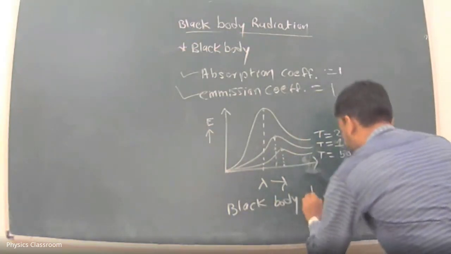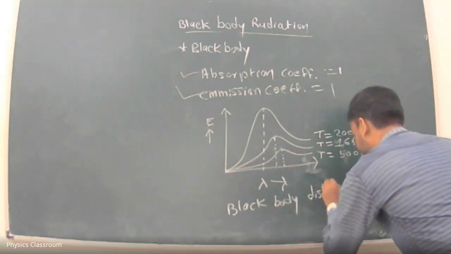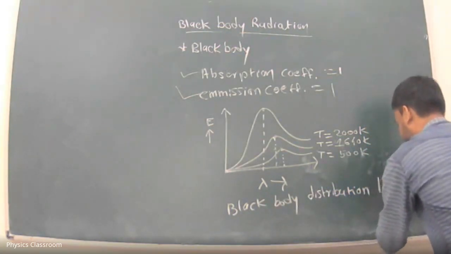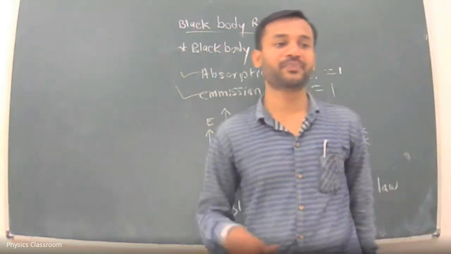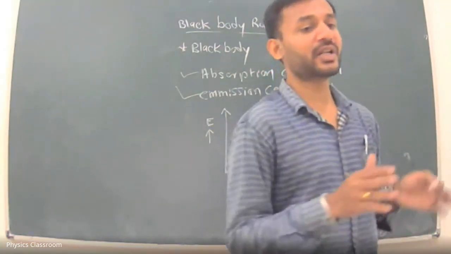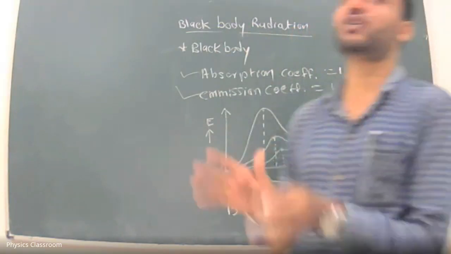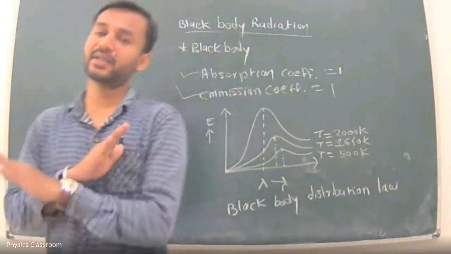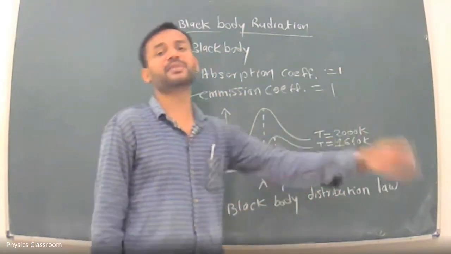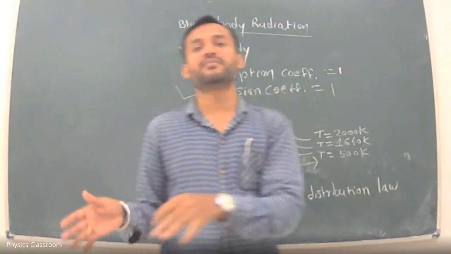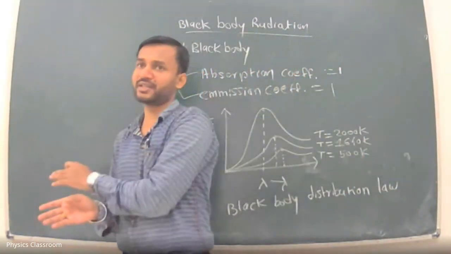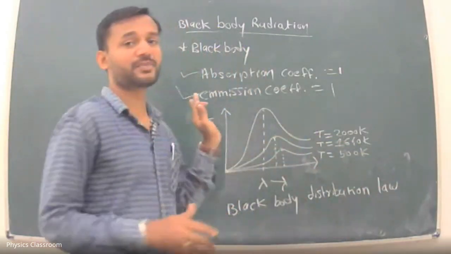This is called the black body distribution law. For this law, the black body radiation is independent of the nature of the black body. It is totally independent of the nature of the black body. If the black body changes, its distribution must change. For the same body, the same distribution is there, but if the black body changes, the distribution must change.